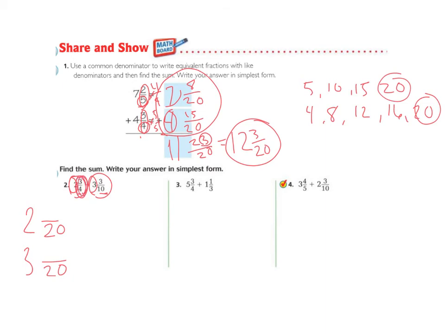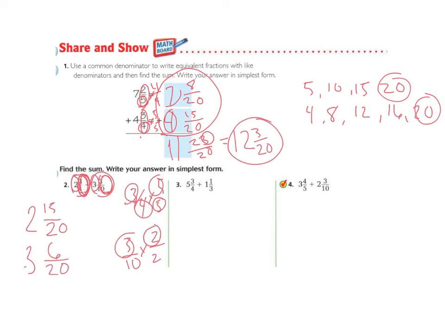Now, in order to make this 3/4 be over 20, I'm going to have to multiply 3/4 by 5 over 5. 5 times 3 is 15, 5 times 4 is 20, right? Now, to make this 3/10, next I'm going to do the 3/10. In order to make that be 20, I have to multiply by 2 over 2. 2 times 3 is 6, and 10 times 2 is 20. So now we're good. Now we have to add.